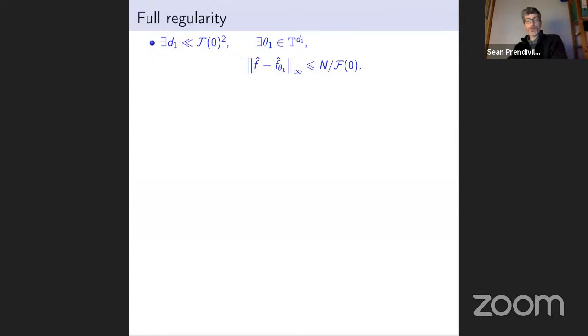So let's get on to the full regularity lemma now. How do we prove that? What we're going to do is trial a bunch of projections until we get a projection that works.